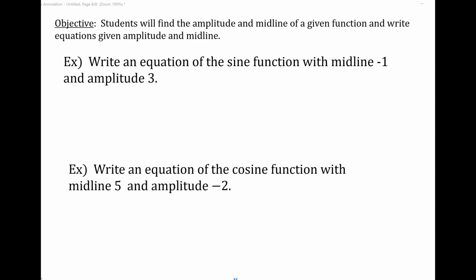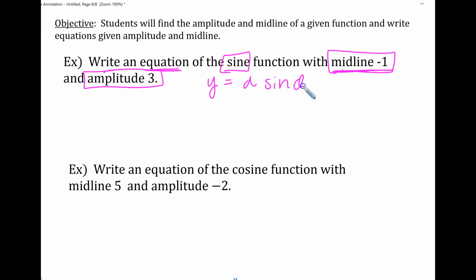Write an equation of the sine function with the midline of -1. So you guys are writing an equation. It tells me it's the sine function. It gives me a midline of -1, and then it gives me an amplitude of 3. So I know I have sine, so I'm going to have y is equal to a sine theta plus or minus k, okay?